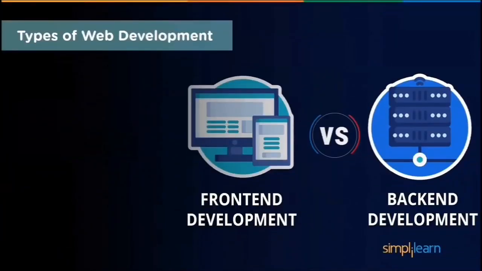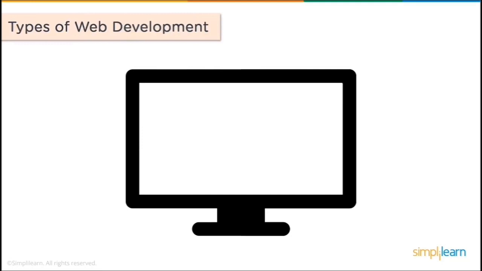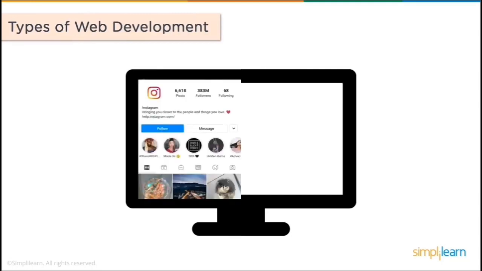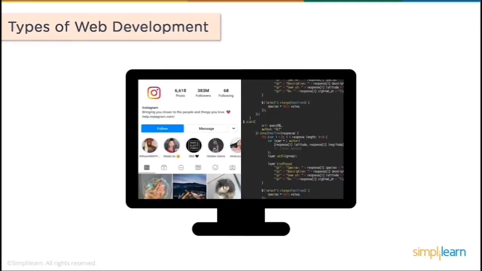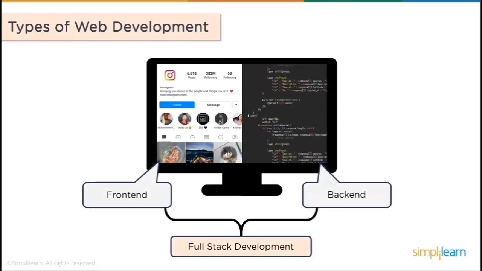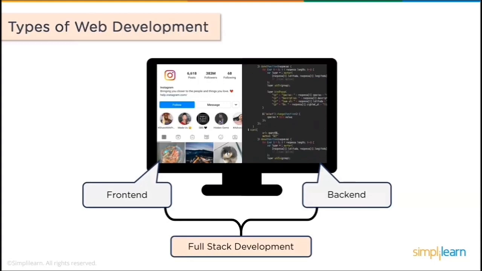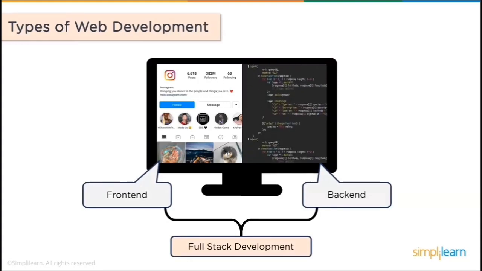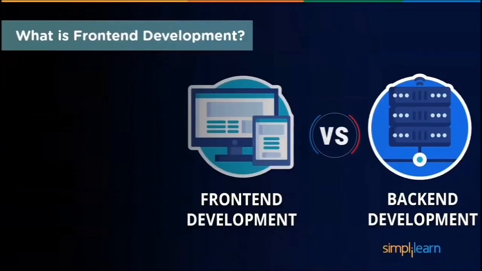Now let's look at the different types of web development. Web development could include the front end and the back end. Together, they form something called full stack development. I'm sure you're wondering what they actually mean, so let's go ahead and understand them. Let's begin by understanding what front-end development is.